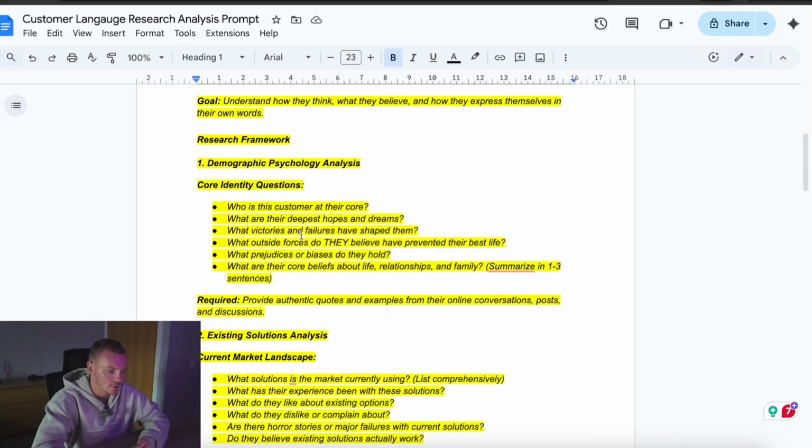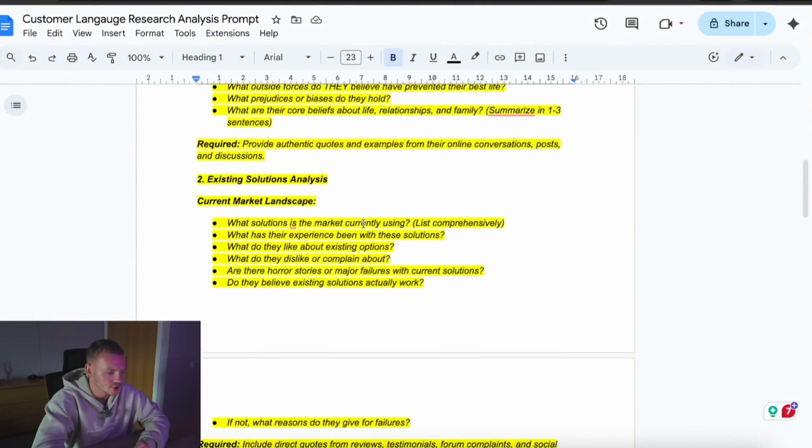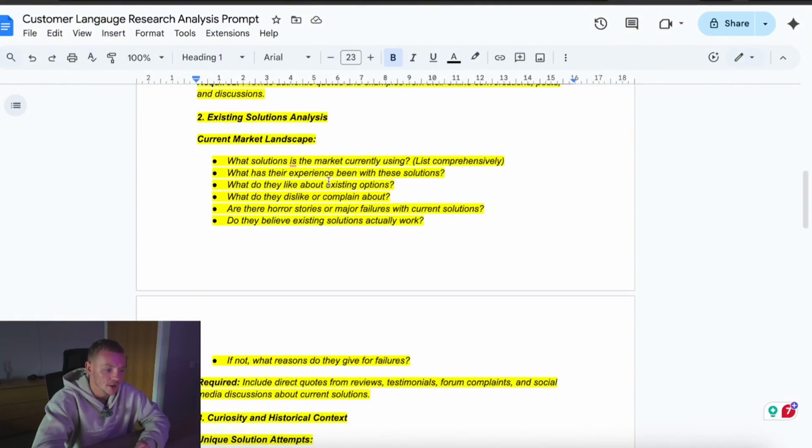Who is this customer at their core? What's their deepest hopes and dreams, victories and failures that have shaped them? What outside forces do they believe have prevented their best life? Prejudices and biases they hold. What's their core relationships? Now their current market landscape.